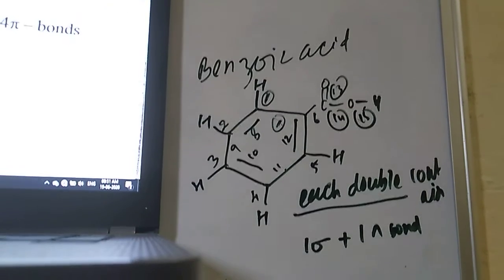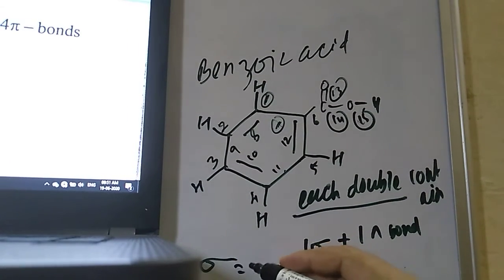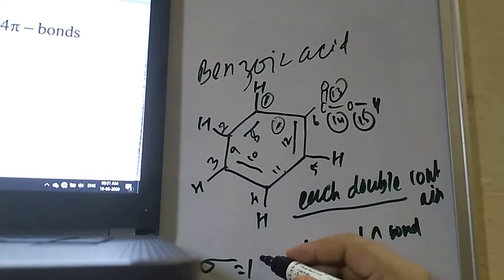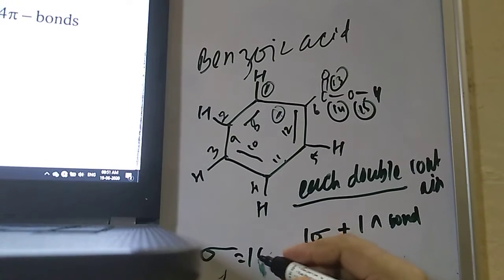So when we talk about the total sigma bonds, how many sigma bonds are there? The total number of sigma bonds is coming to 15 sigma bonds.